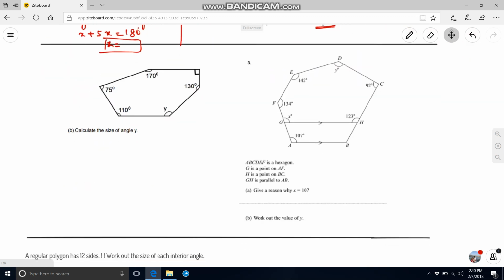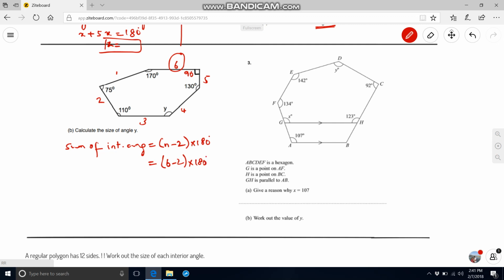In the next image, the same concept. This says 90 degrees and 1, 2, 3, 4, 5, 6. 6 sides, and we can use the same formula, sum of interior angles. Sum of all the interior angles is equal to n minus 2 times 180 degrees. You can replace n by 6 here. You will get the answer. And then add up everything. Take away from whatever answer you are getting here, so that you will come to know what y is. And the next image says ABC.